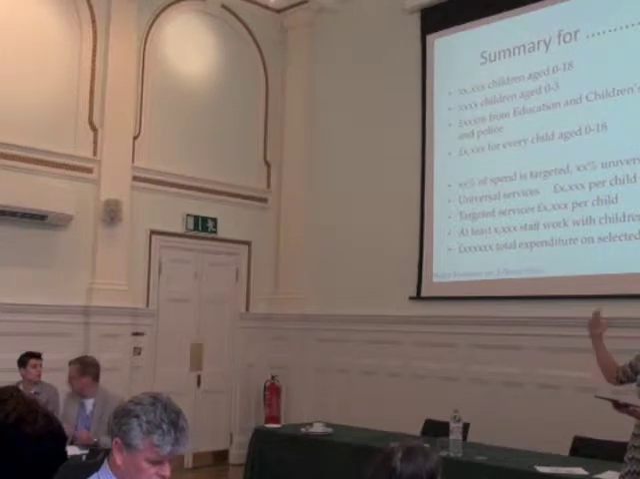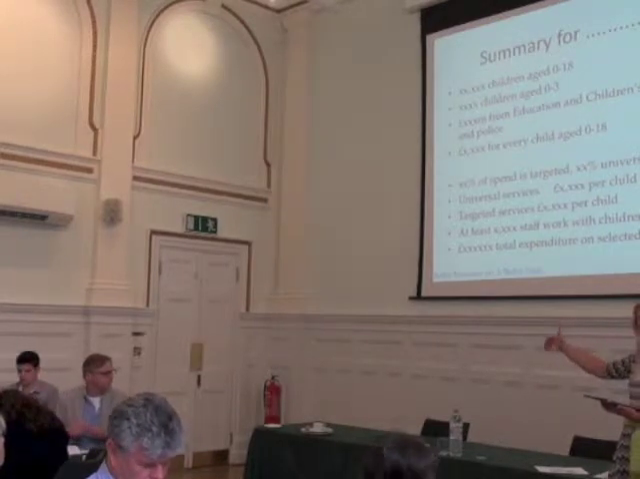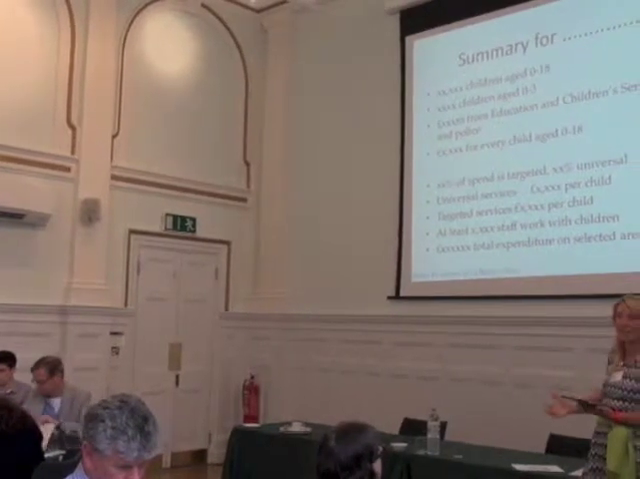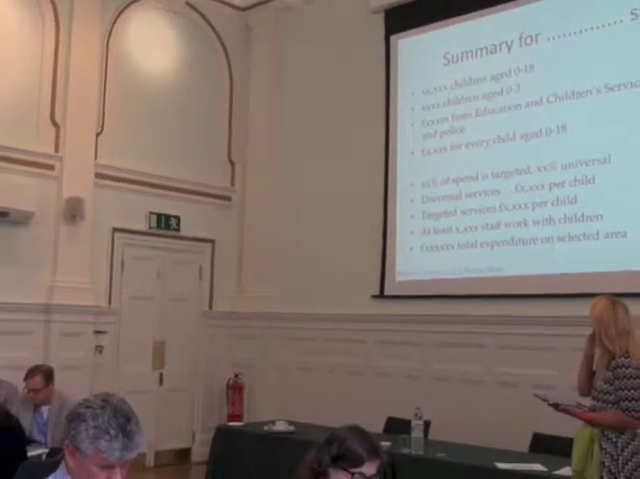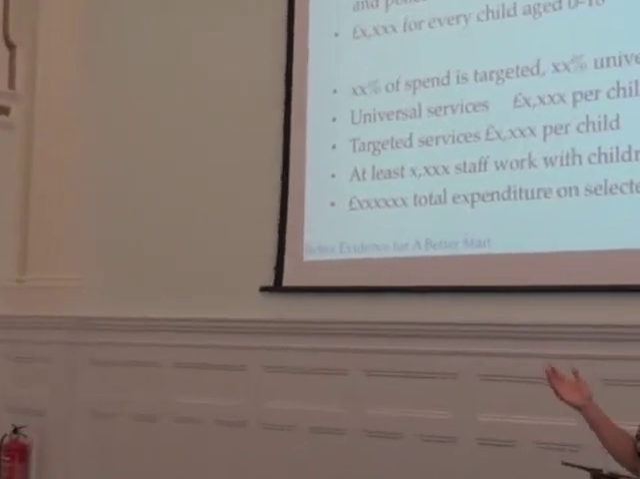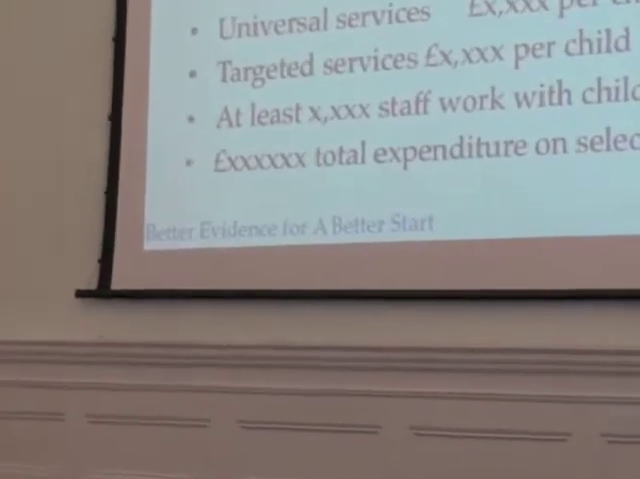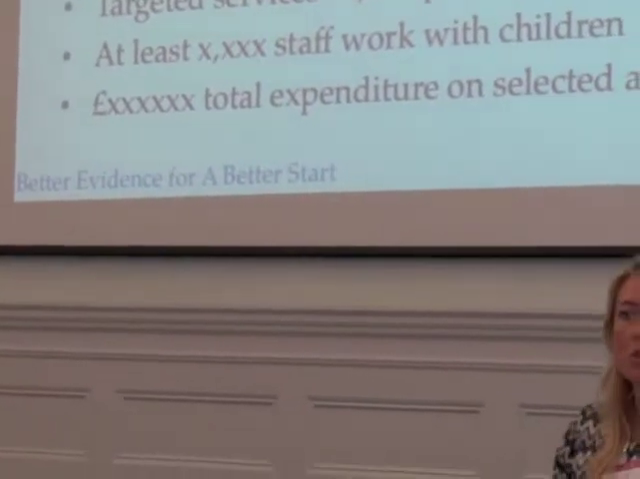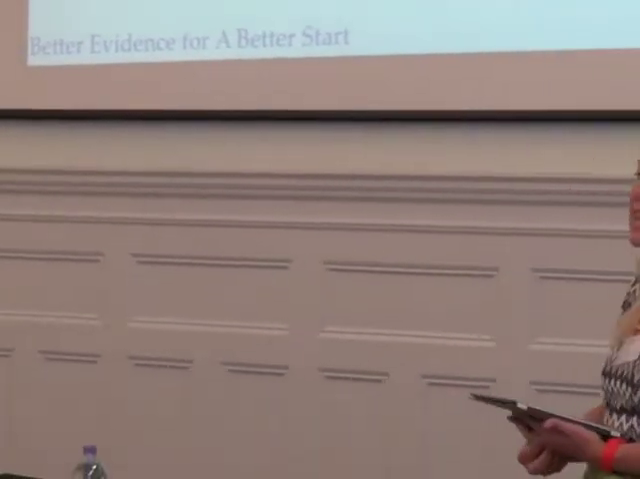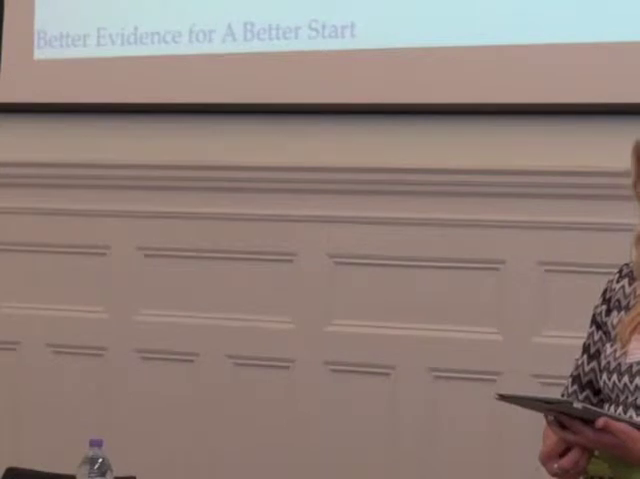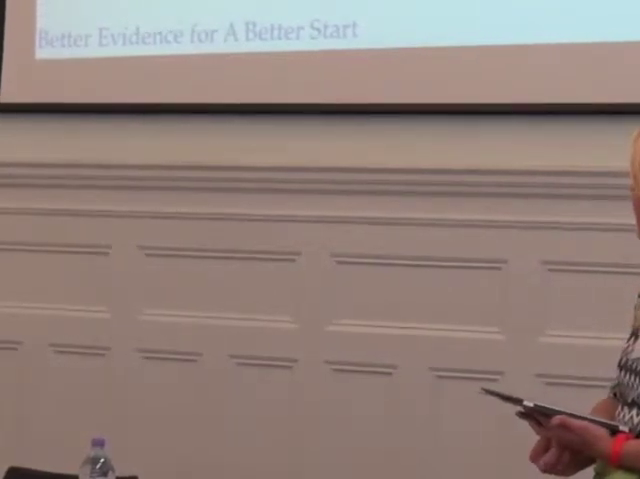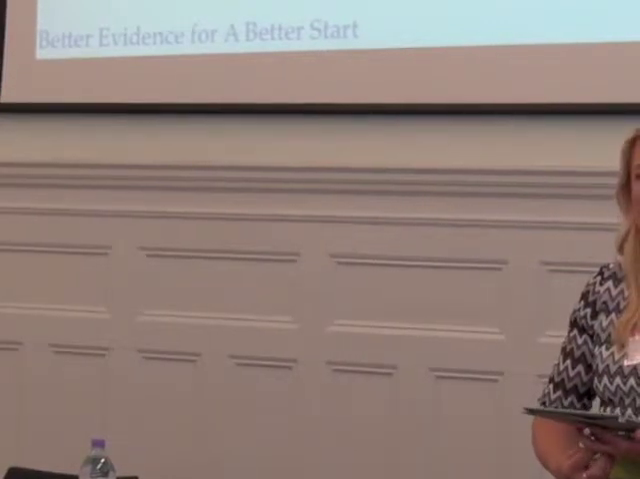When you're collecting data and doing analysis, you want to know where you're trying to end up. We want you to be able to say basic things about how many children there are, how many children are 0 to 3, and the total spend across the agencies, and therefore an approximate amount for every child. An estimate of what's targeted and what's universal, the approximate spend per head on universal, the approximate spend per head on targeted, and the number of people who work with children.